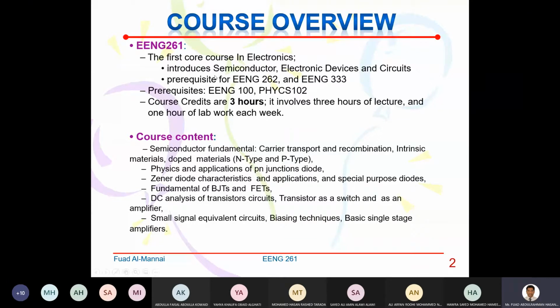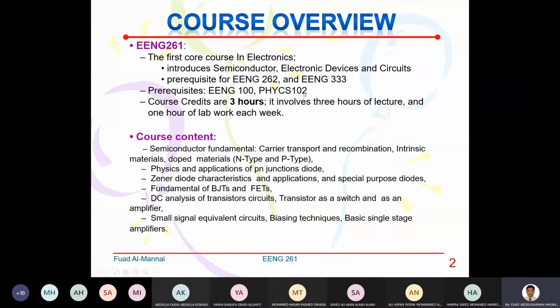So this class introduces semiconductors, electronic devices, and circuits. This is a prerequisite for EENG262 and EENG333, so you cannot take these classes before you finish this EENG261. The prerequisite for this class is EENG100. You should have EENG100, and you should have physics, of course, 102.